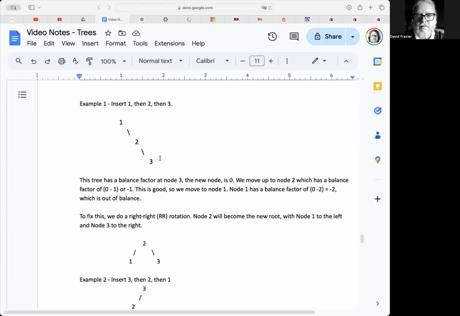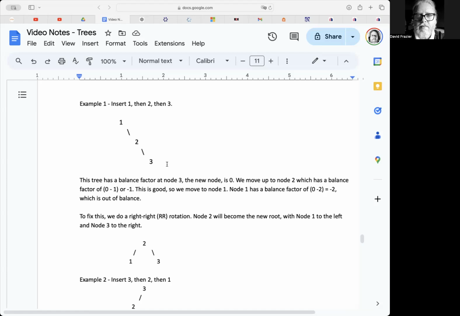We're still good. But now when we insert 3, it's going to be 0 for the left subtree of 1. So again, 3 is okay. 2 is okay. 2 has a balance factor of -1, but 1 has a balance factor of -2. And that's a problem. So to fix this, we're going to do a right rotation.